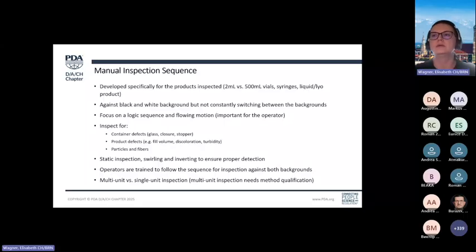If your company uses multi-unit inspection, for example, some tools like a clip or a clamp to hold several units at a time, this method has to be qualified.